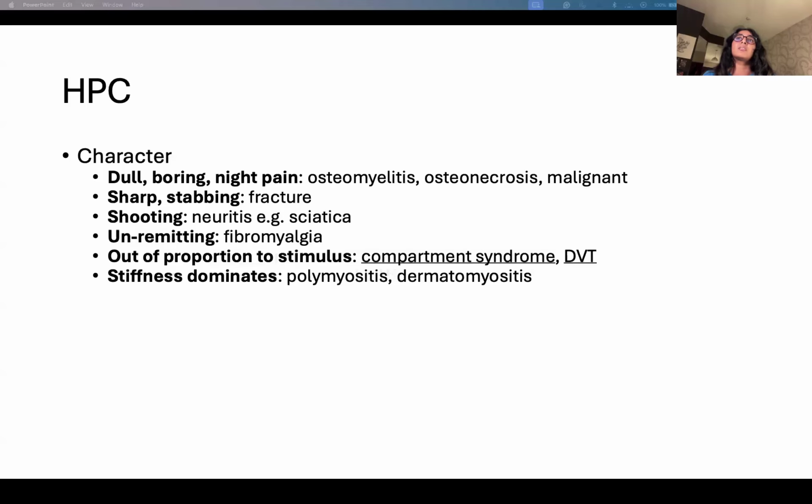So these are some of the conditions you'd be quite concerned about. Osteomyelitis, necrosis, some sort of malignancy. A sharp and stabbing pain is sort of similar to acute onset pain. You might think of a fracture or some sort of trauma causing that, possibly a pulled tendon, something like that. Shooting pain normally describes, rather than joint pain, nerve pain. Quite a large area can be affected, like all down the back of my legs hurts. That might follow the distribution of the sciatic nerve.